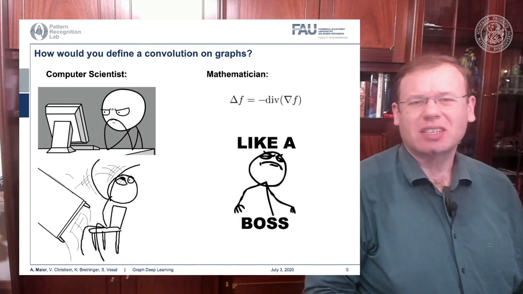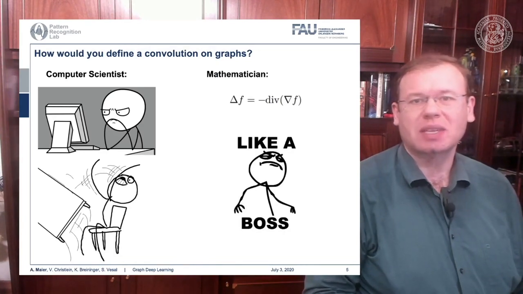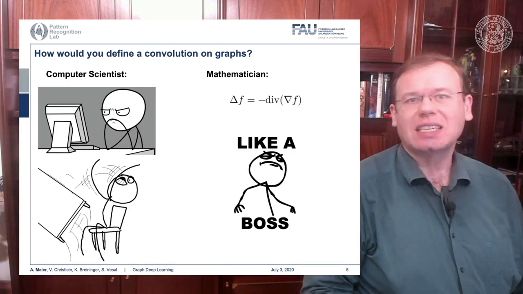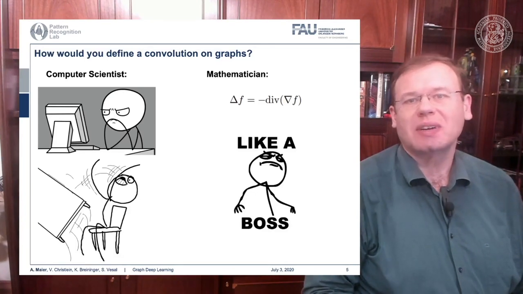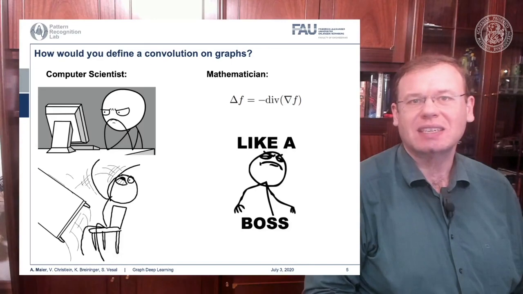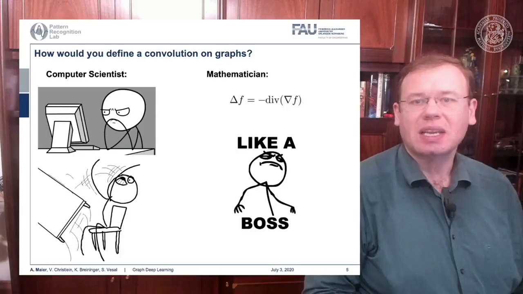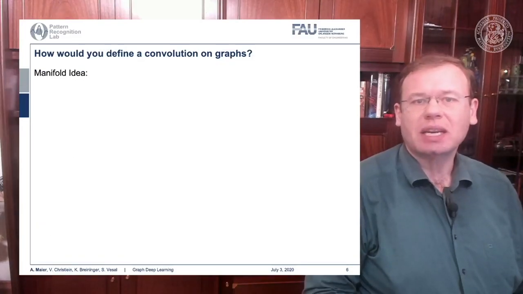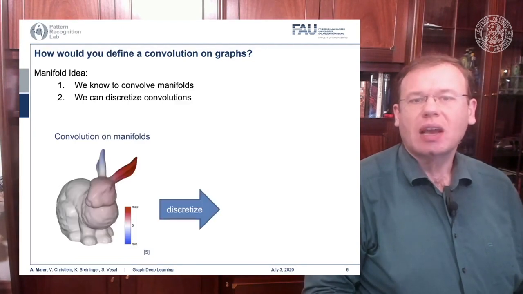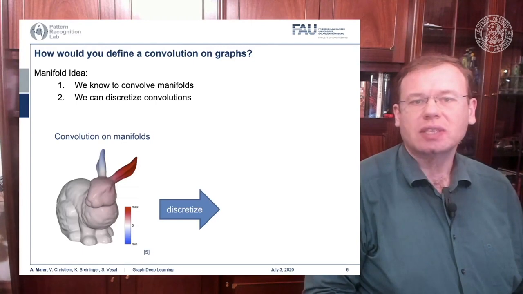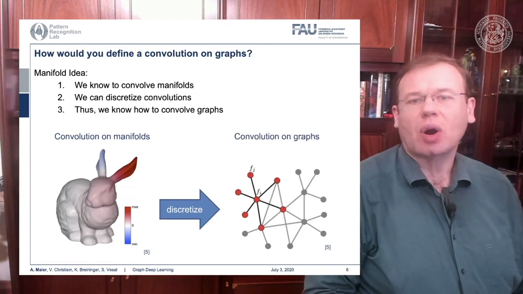Well, the mathematician knows that we can use Laplace transforms in order to describe convolutions, and therefore we look into the Laplacian that is here given as the divergence of the gradients. So in math, we can deal with these things more easily. And that was my 1987 diploma thesis, which was all about that. So this then brings us to this manifold idea. We know how to convolve manifolds. We can discretize convolutions. And this means that we know how to convolve graphs.